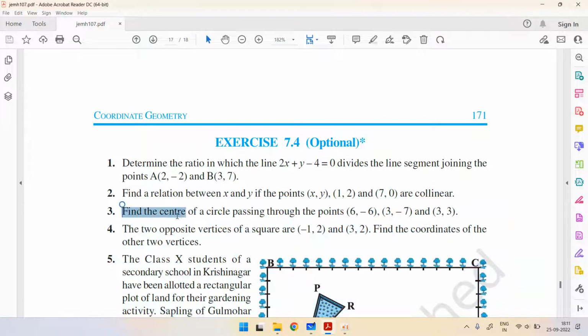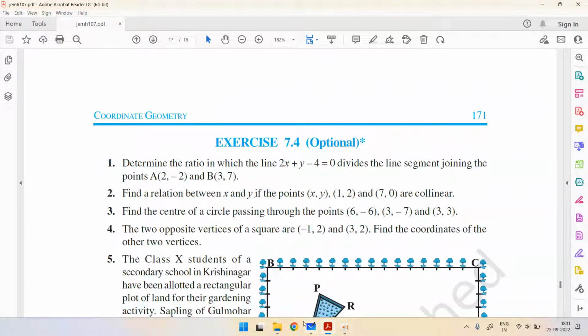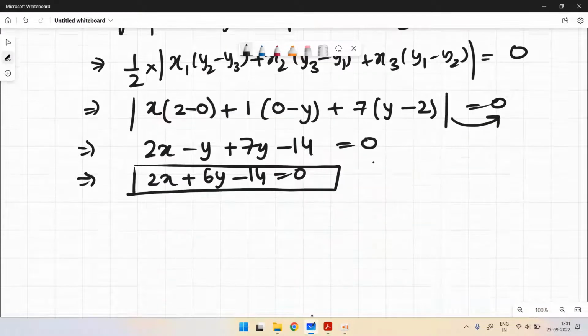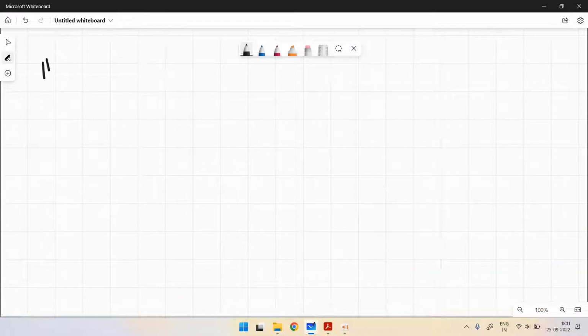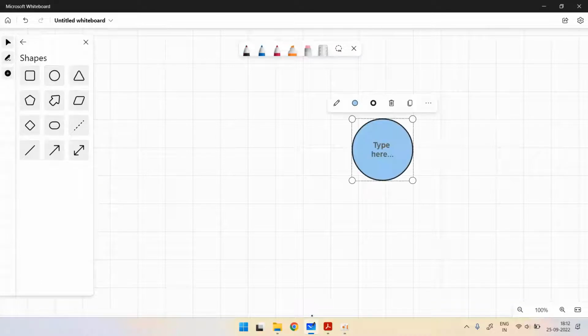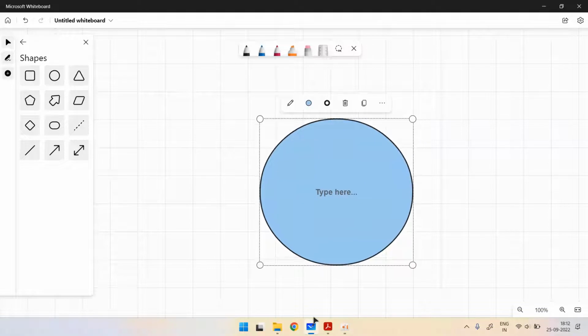Now the third is: find the center of the circle passing through these points. So it is saying that first you will need to draw the circle. First you need to draw the figure, so you will get the idea of what I'm saying. So draw the circle, I'm taking this big circle.